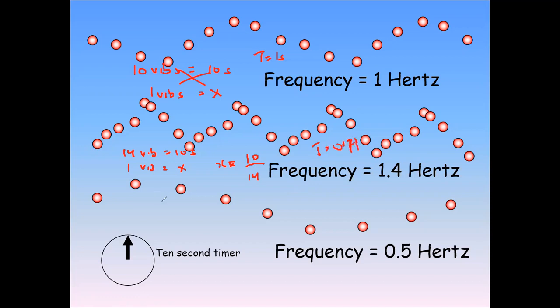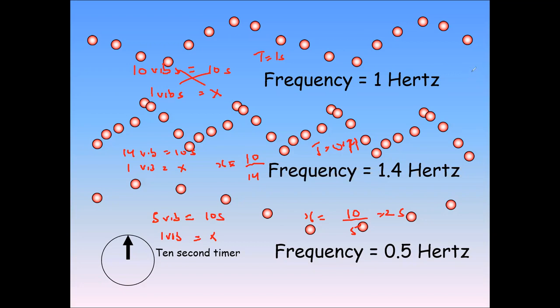And what about the last one? It had 5 vibrations in 10 seconds. So one vibration will take x. When we cross multiply, what will x be? It will be 10 divided by 5, which equals 2 seconds. So each vibration takes approximately 2 seconds.